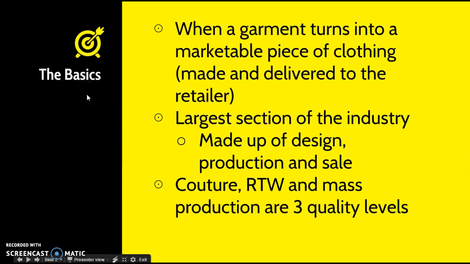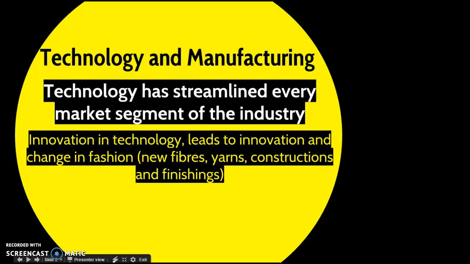So those are the basics when a garment is turned into a marketable piece of clothing. So that means that it's made and delivered to the retailer. There's a lot of different ways to do this, and in the last activity we were talking about doing this at home, but this activity is going to be focused in on the industry at a large scale.